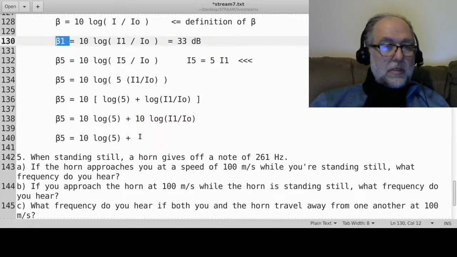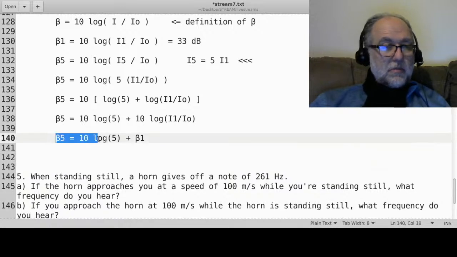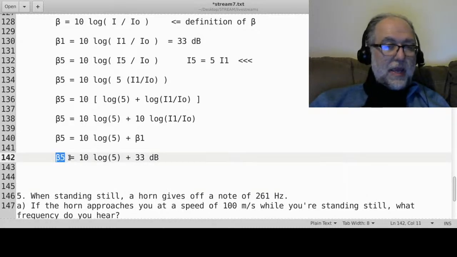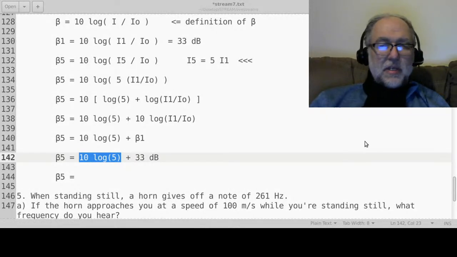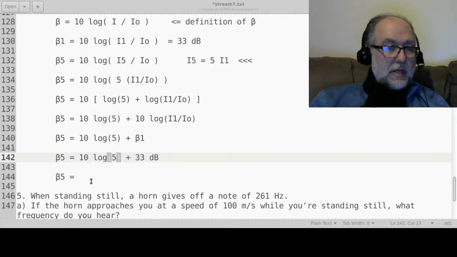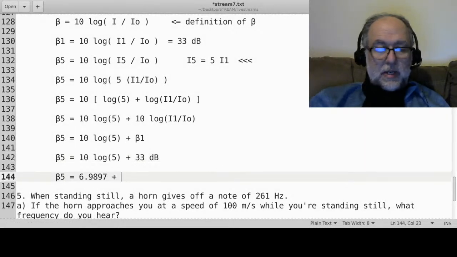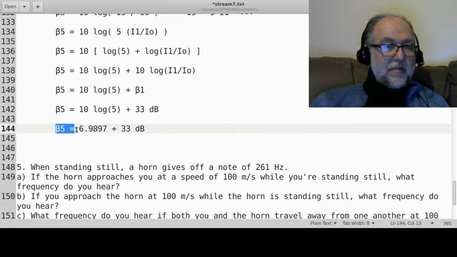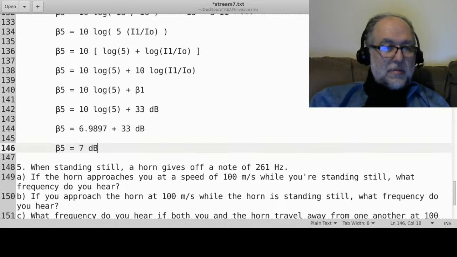And I can write it out here, beta 1. All right. And we know what beta 1 is equal to. It is equal to 33 decibels. Okay. And so now, if you take this and you work out what 10 log 5 is on your calculator, I think it's 7. Yeah, it's very close to 7. It's actually, well, I'll write it all out, but there it is with lots of decimals, but it's really close to 7, okay? Might as well just round that off to 7 decibels. So beta 5 is equal to 7 decibels plus 33 decibels, and that is equal to 40 decibels, okay?